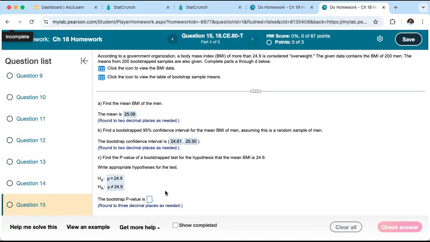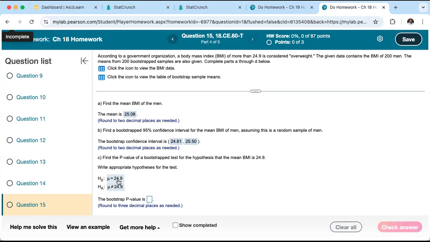Okay. Now, how are we going to get the bootstrap p-value? This side is a bit tricky. Before we proceed, I want you to write down your sample mean. For example, my sample mean, which is x bar, is 25.08. What is my mu naught? My mu naught is 24.9. I want you to write that down as well. Is that okay? Can we proceed?